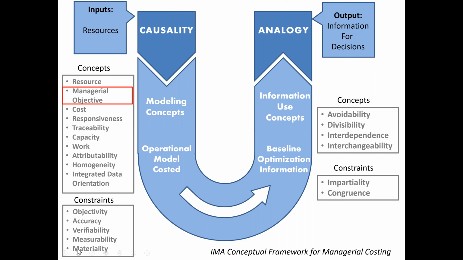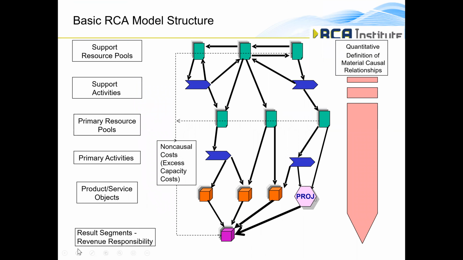The conceptual framework, or the two principles of causality and analogy, are supported by concepts and constrained a little bit by various constraints. Today, we're going to focus in on managerial objectives so that we can see how RCA collects information about the many levels of managerial objectives inside a company. So let's look first at a very simple and a very basic RCA model, just to make sure, if you haven't been on other RCA Institute webinars, that you understand what we're talking about.